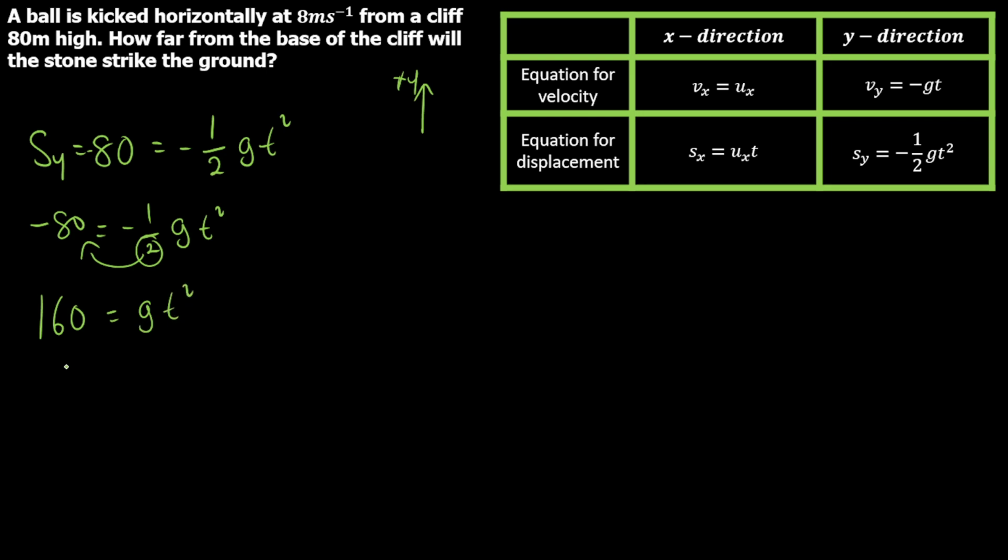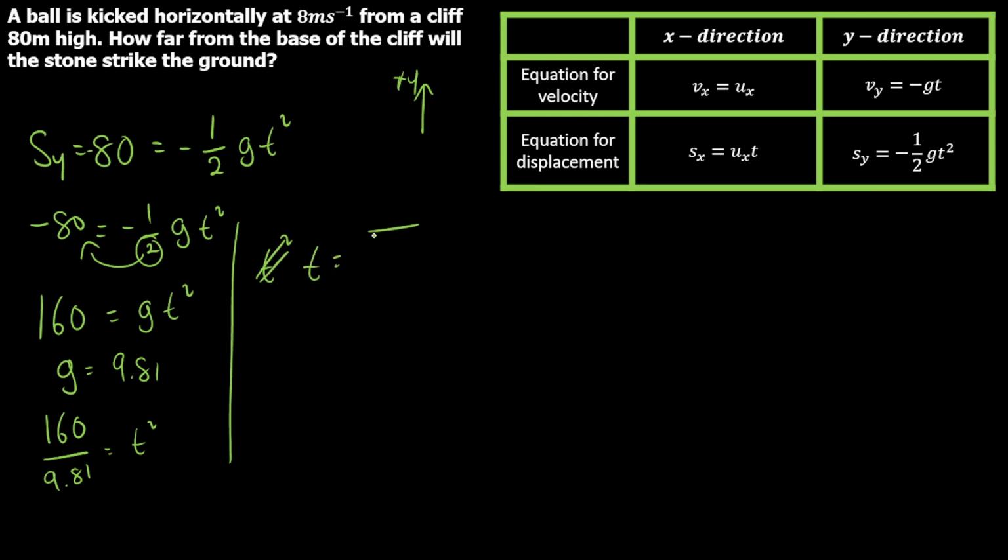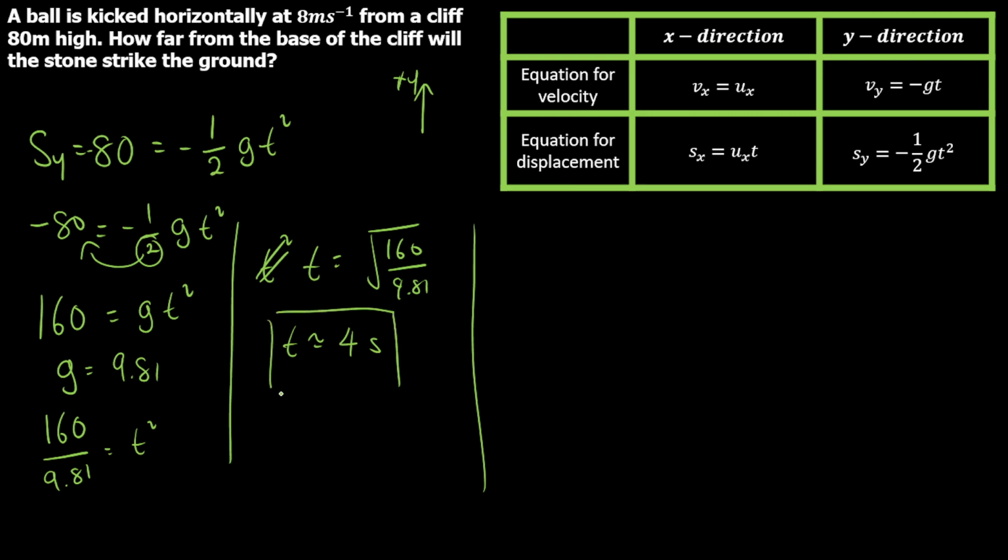Now we know that g is equal to 9.81. So let's put 160 over 9.81 equals t squared, right? And then we can rearrange that to be t equals the square root of 160 over 9.81. Okay, so that is going to be approximately 4 seconds. Once we have the time, this is the time that the ball hits the ground.